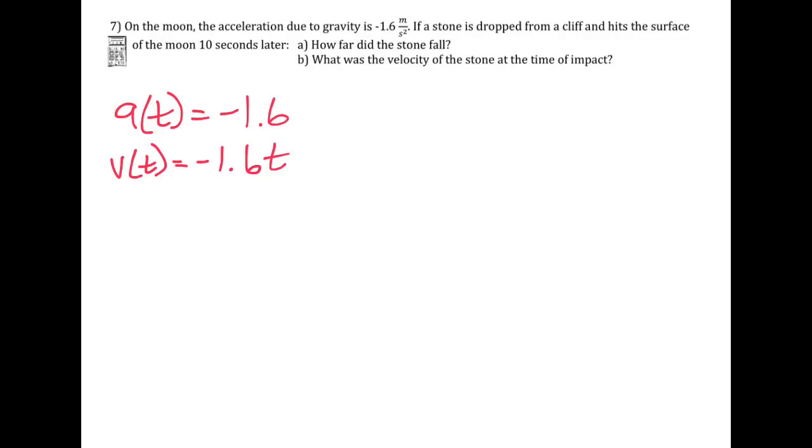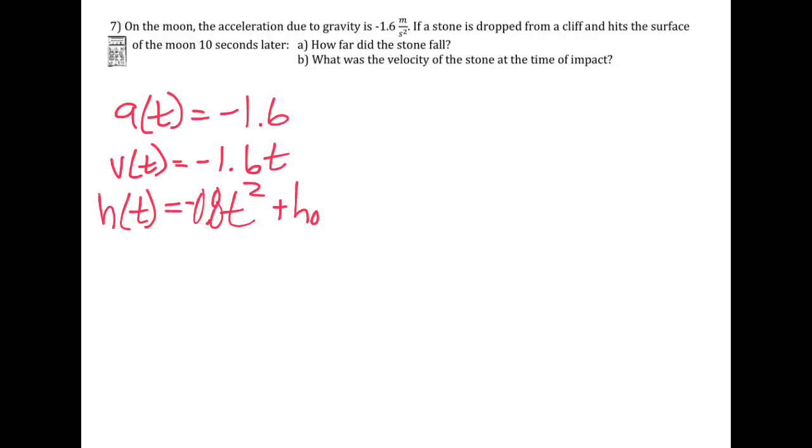And we will integrate again to get our height function, h of t, will equal t squared, and then we'll take 1.6 and divide it by 2 to get negative 0.8 t squared, and then we need to have plus h naught, our initial height. We don't know our initial height. That's what we want to find. If we find that, we'll know how far the stone fell.